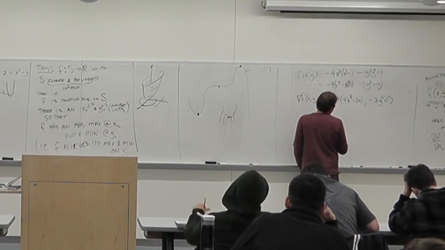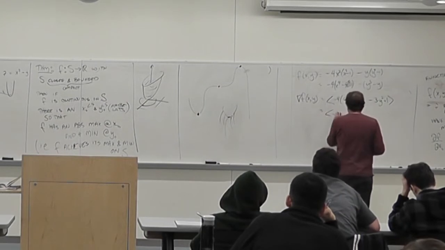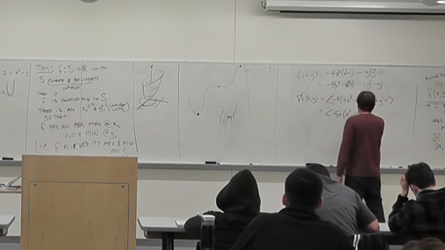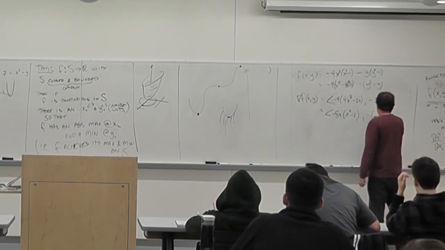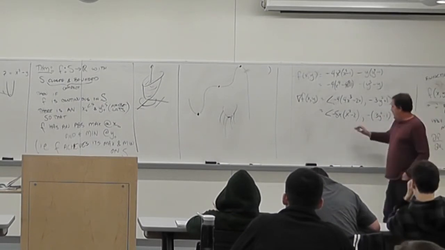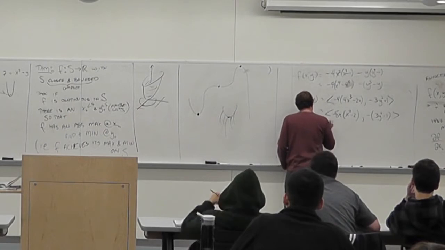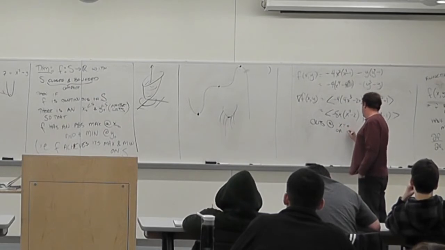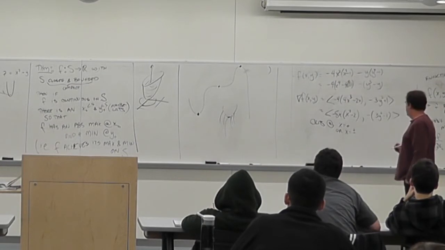I can take more out, 8x, x squared minus 2. Well, this is just what it is. So let's put the minus back in, 3y squared minus 1. So I'll get critical points at x equals 0 or x equals... somehow I think I lost 2x squared.